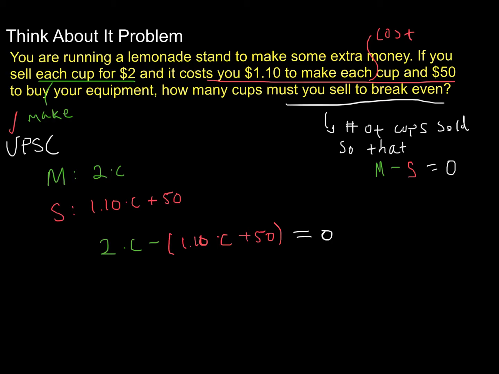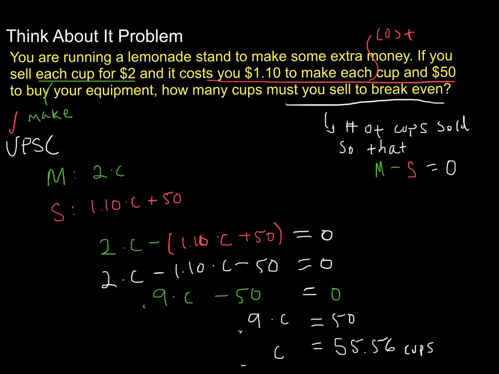So now we can go through and solve, and the only tricky thing is that we make sure we distribute the negative inside, so we can rewrite this as 2 times C minus 1.10 times C minus 50. Right? We're subtracting this whole piece, so each of these needs to be subtracted from what we make. Alright, and now we can go through and solve. Here are the steps, so you can go through them yourself, make sure that you have your work done.